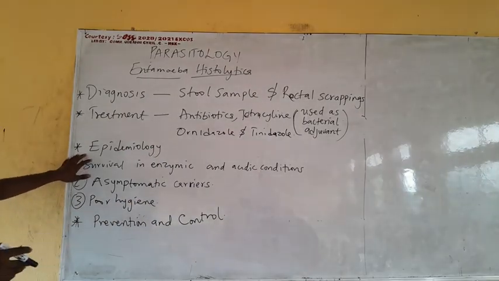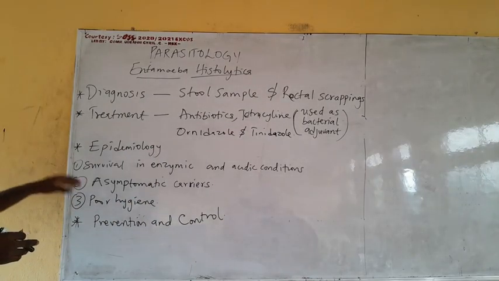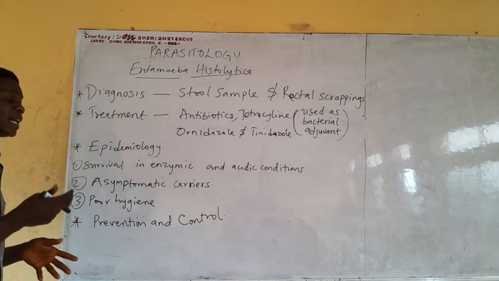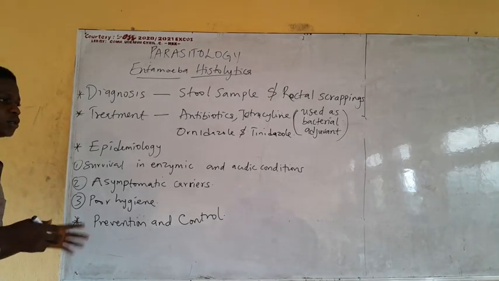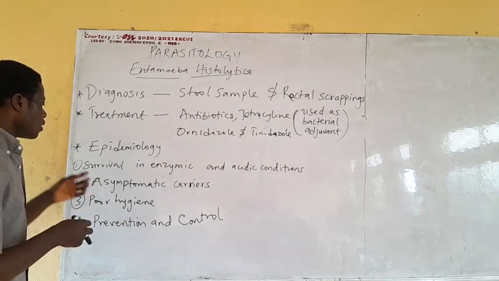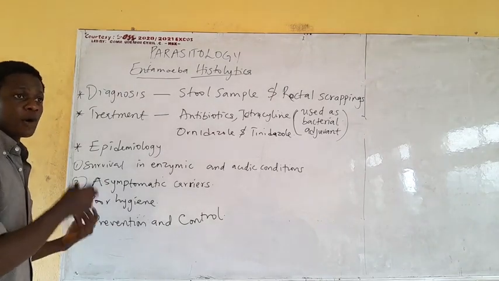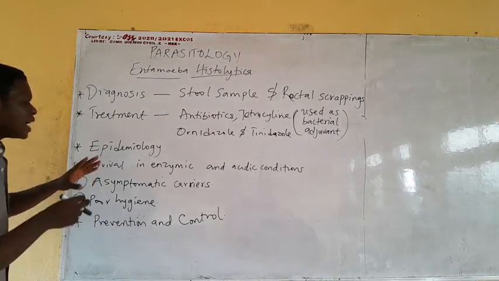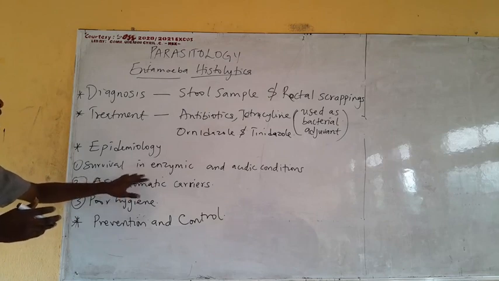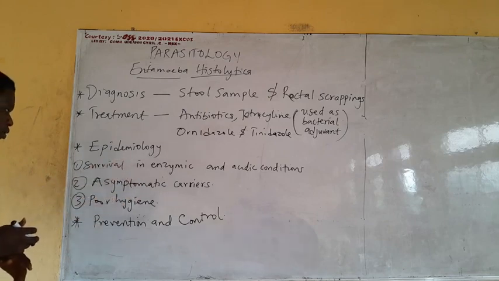Then coming to the epidemiology of Entamoeba histolytica, they can survive in enzymatic and acidic conditions. You know that in the stomach we have a highly acidic condition. So for Entamoeba histolytica to survive in this state, it means that they have the pre-adaptation to survive in enzymatic and acidic conditions.